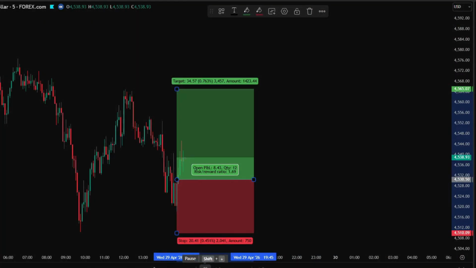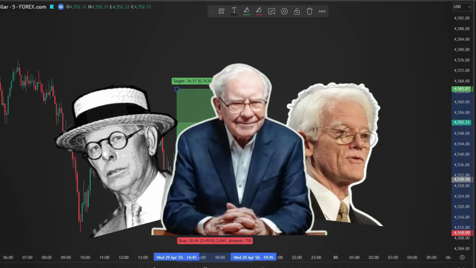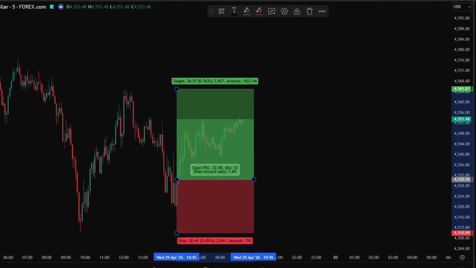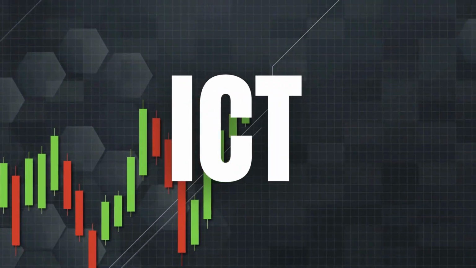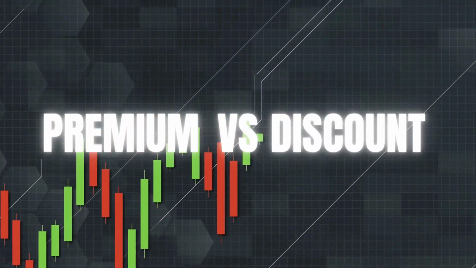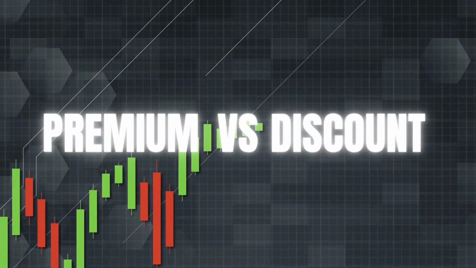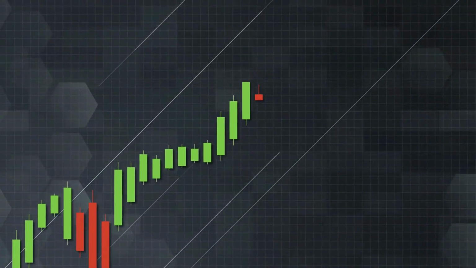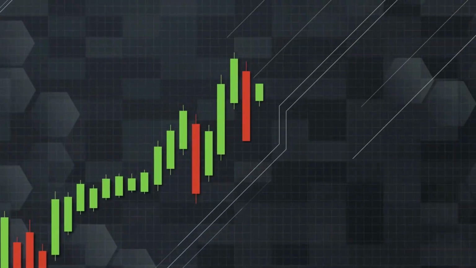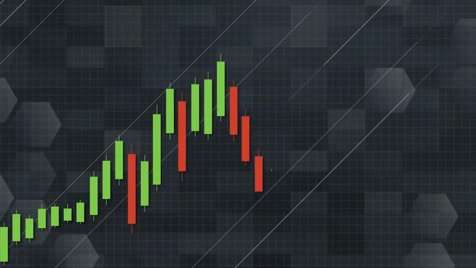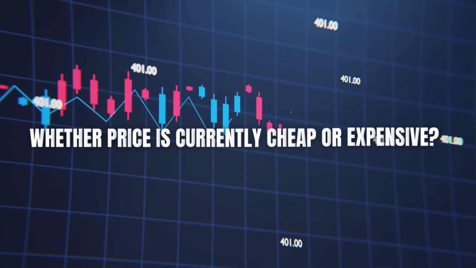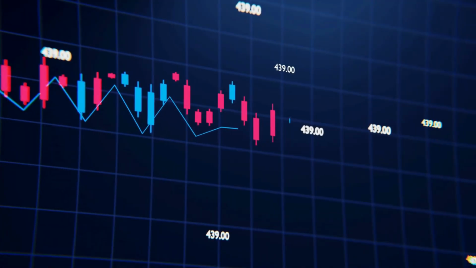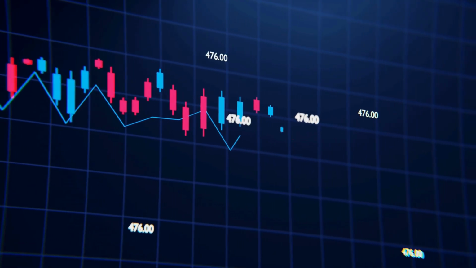But here's the thing. Institutions think about this constantly. In fact, it is one of the primary filters they use to decide whether to participate in a move or sit it out. In ICT, this filter is called premium versus discount. And once you understand it, you will never again buy at the top of a range wondering why price immediately reverses on you, or sell at the bottom of a range wondering why your short gets squeezed. This is the concept that tells you whether price is currently cheap or expensive, and therefore which direction smart money is most likely to push it next.